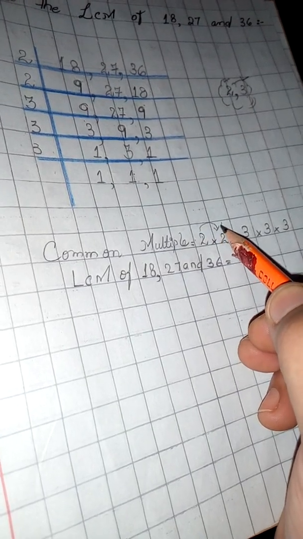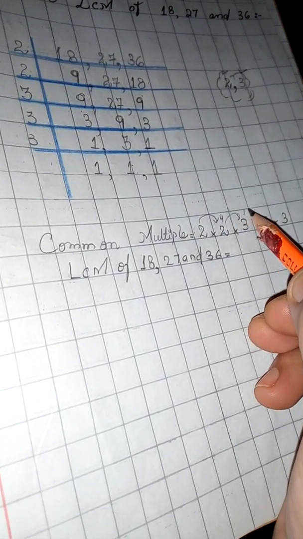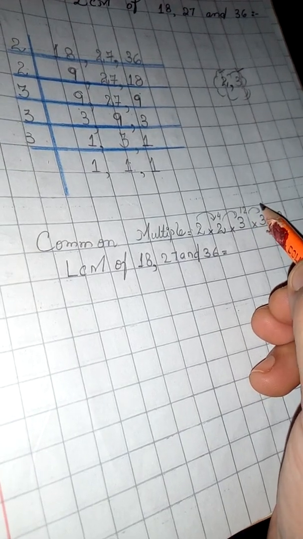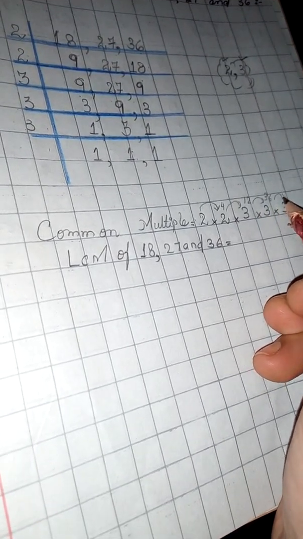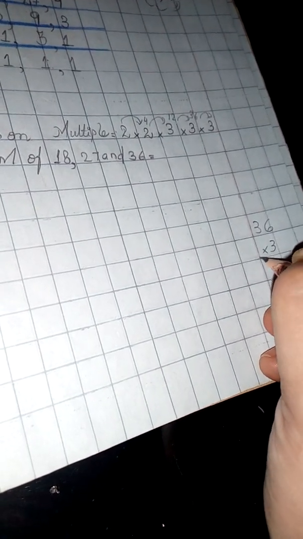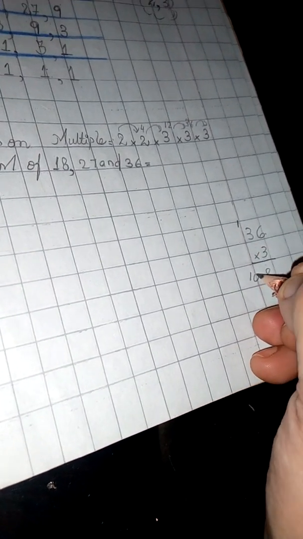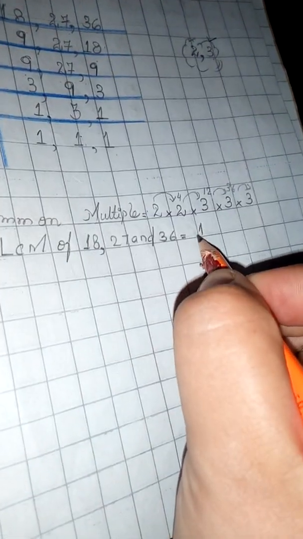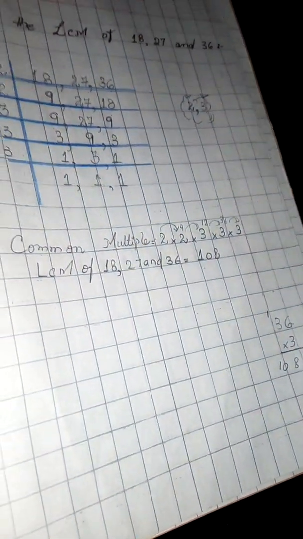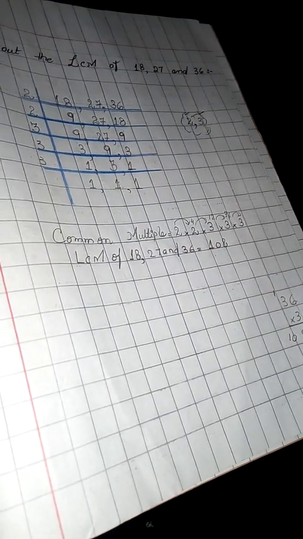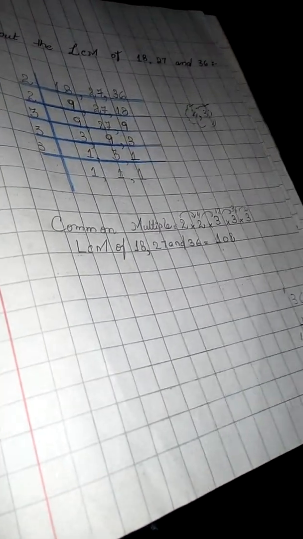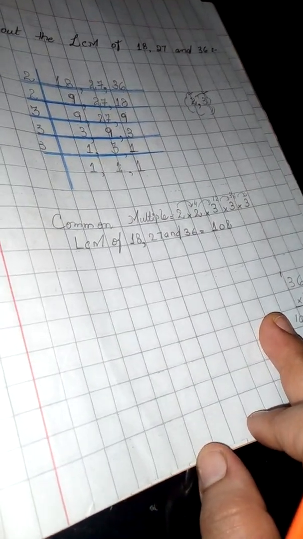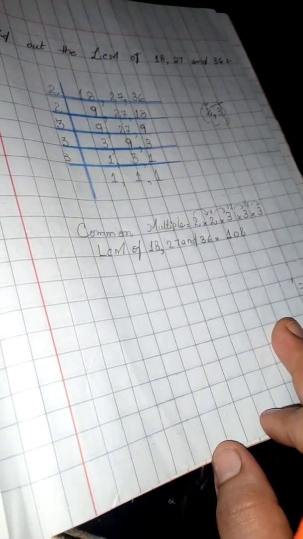2 2s are 4, 4 3s are 12, 12 3s are 36, and 36 3s are, if you don't know the table, multiply in a rough column as I am doing it over here. 36 multiplied by 3: 6 3s are 18, 1 carry, 3 3s are 9 plus 1 is 10. That means my LCM is 108. This is my final answer. The LCM of 18, 27 and 36 is 108. This is your division method. You are finding the LCM by the division method.